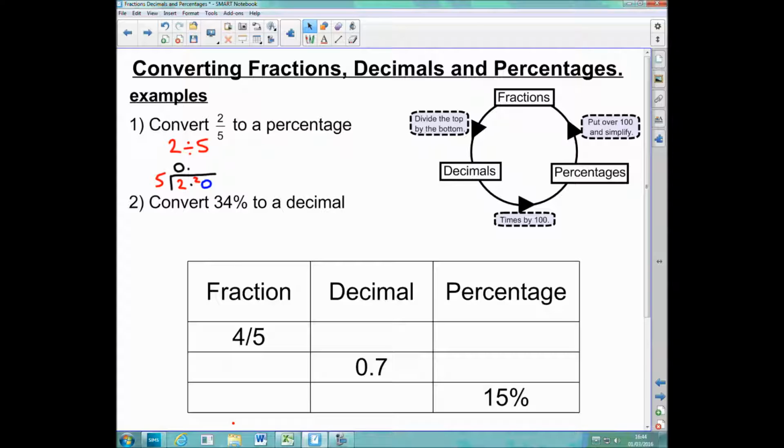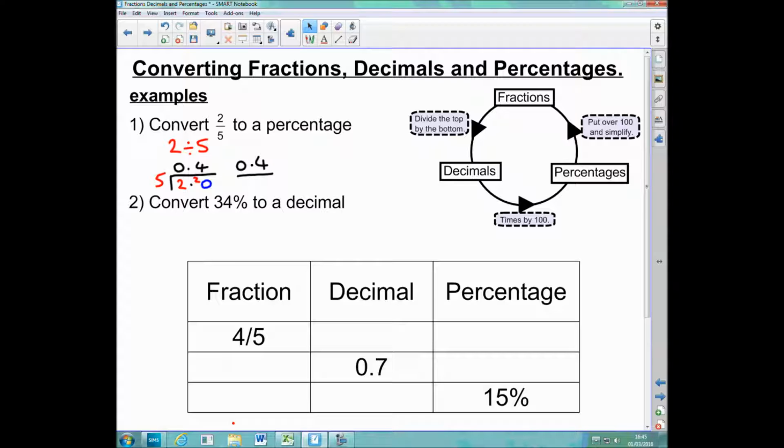Okay, so I want to do 5 into 20. Now, I could write out the 5 times table, but I think we're okay with that now. So how many 5s go into 20? Okay, and that would be 4. So 2/5 is 0.4 as a decimal.